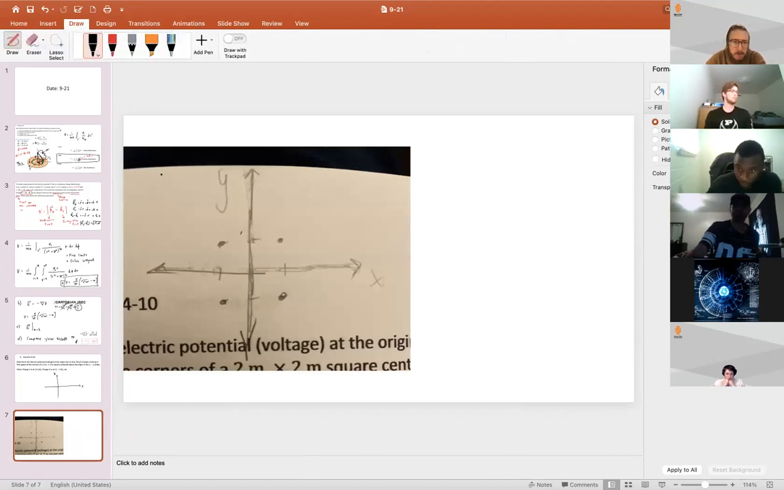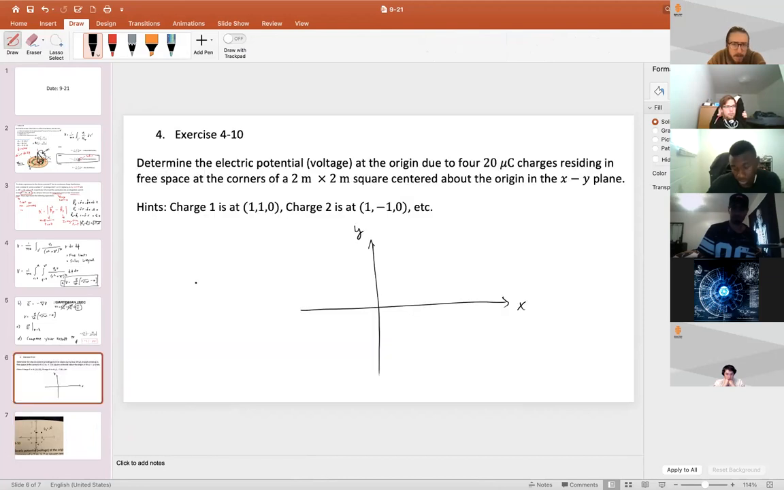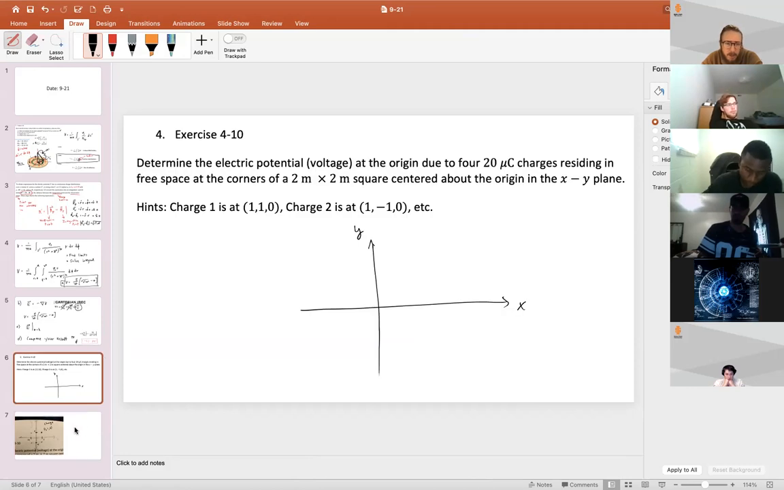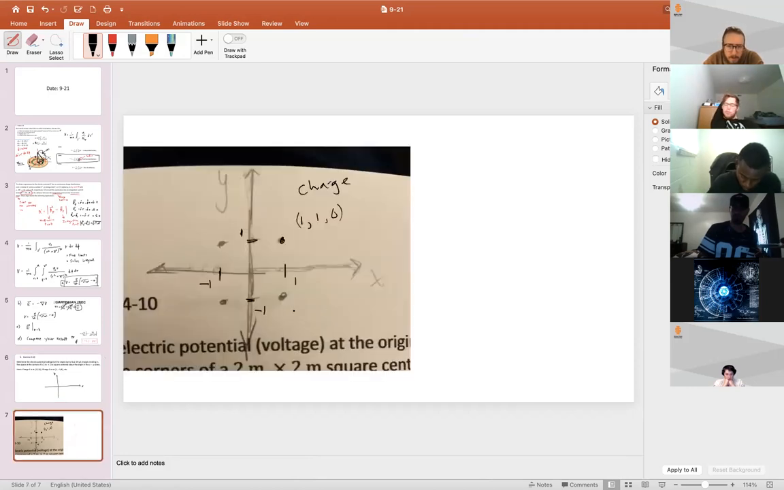So this would be 1. This would be 1. This would be -1. This would be -1. So this point is at 1, 1. So charge 1. Is this making sense? Then charge 2 is at 1, -1, 0.